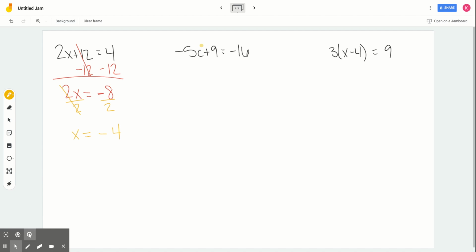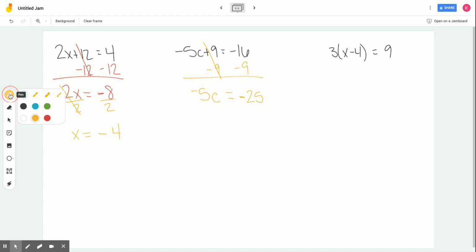To begin, we should have identified that the opposite of adding 9 is to subtract 9. When we do that, plus 9 minus 9 will cancel, so we have negative 5c equals negative 16 minus 9. They have the same sign, so we add 16 and 9 is 25, and we keep that sign. So we have negative 5c equals negative 25.